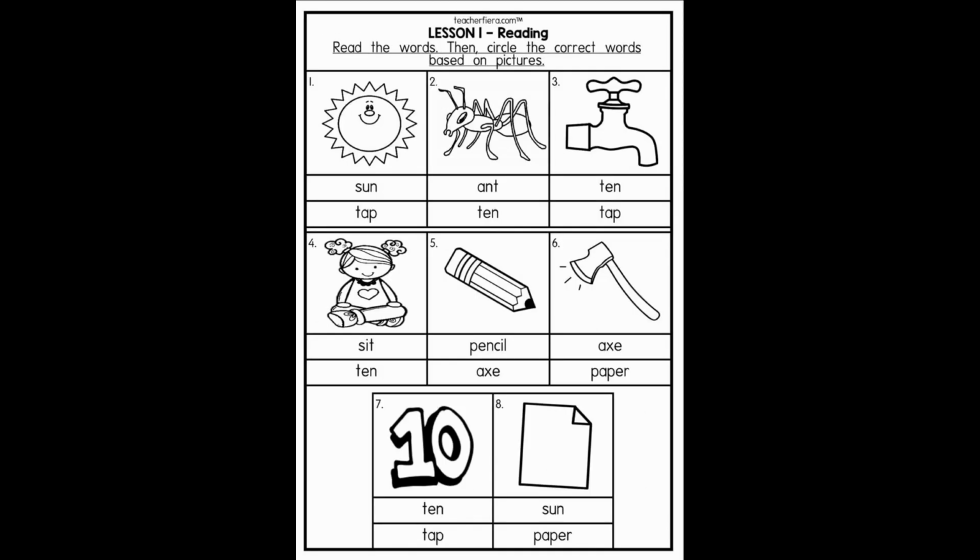Okay, for the next task, you have to look at the pictures in the boxes carefully. Then circle the correct words based on the pictures. For each picture, there are two words given. Choose and circle one only. After you have done with the questions, you can color the pictures with your pencil color.